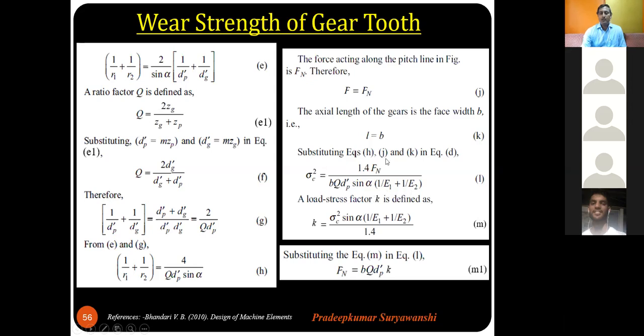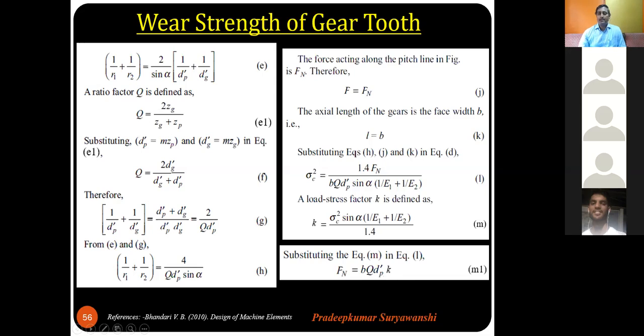Now rewriting this equation for Fn, we can write Fn is equal to sigma c square into the whole denominator on the right hand side divided by 1.4. So we define a load stress factor K as sigma c square into sin alpha into 1 upon E1 plus 1 upon E2, divided by 1.4, and we can modify the previous equation for Fn as Fn is equal to b q dP prime into K.